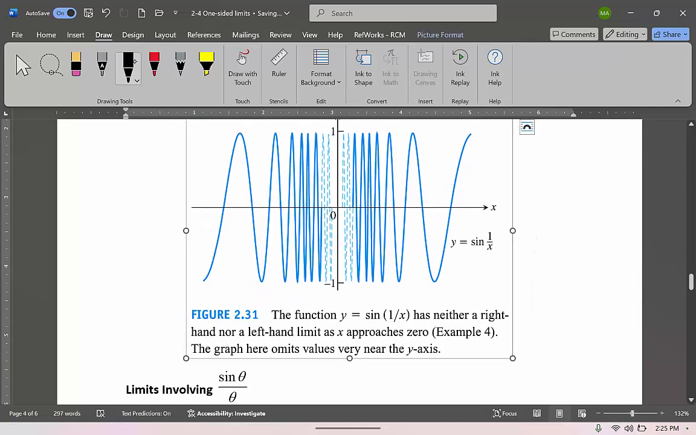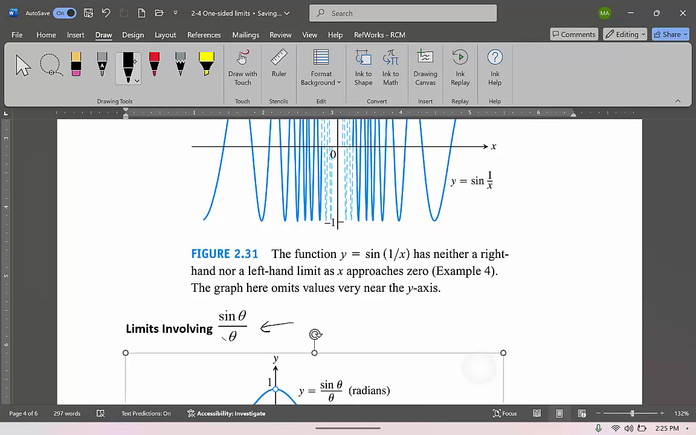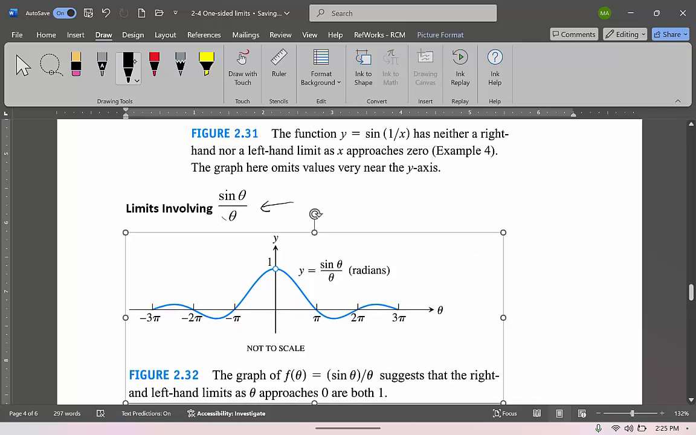Okay. So the next thing we're going to talk about is limits involving a function of the form sine of theta over theta. So we can see here in this graph, this is the graph of y equals sine of theta over theta. And of course, when theta is equal to 0, we have sine of 0 over 0, which is basically 0 over 0. And that's indeterminate. So there's actually a hole in the graph here at theta equals 0.